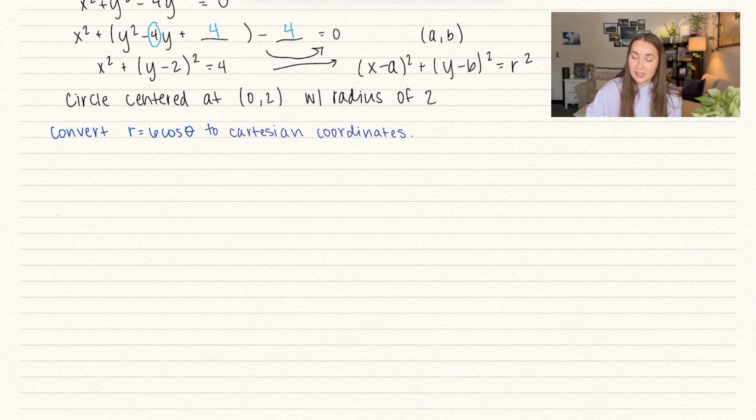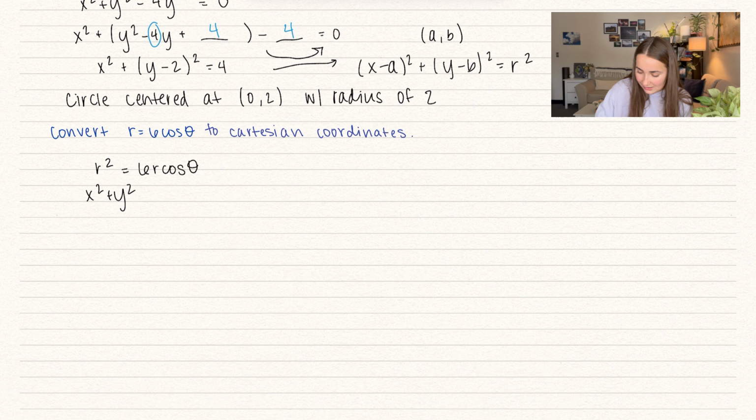So very similarly, I see an r and I see a cosine of theta. Both of them are missing an r. So let's multiply r to both sides. We get r squared is equal to 6r cosine of theta. I know what r squared is equal to. X squared plus y squared is equal to 6, and r cosine of theta is equal to x. Now let's go and move everything to one side.